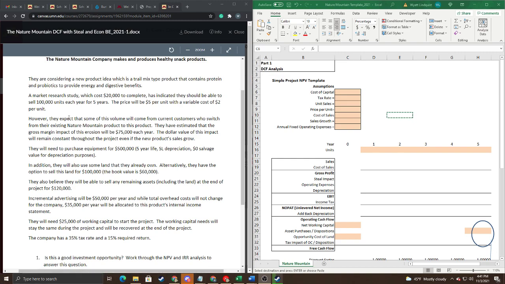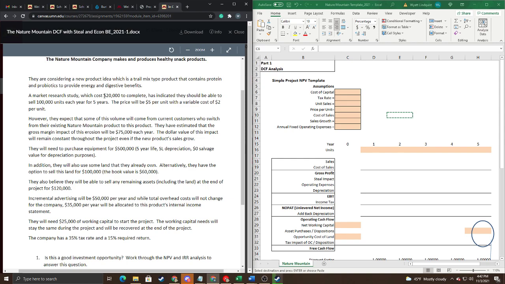This first paragraph just tells us that we're making a new product. And we're going to start here. So a market research study which cost $20,000 to complete, right? So this market research study indicated some values, but this first number we're given is 20,000. Now, this $20,000 is a sunk cost. All that happened with it was that they paid $20,000 and now they know all of this information. However, this $20,000 does not go into their investment decision because it's already been spent.